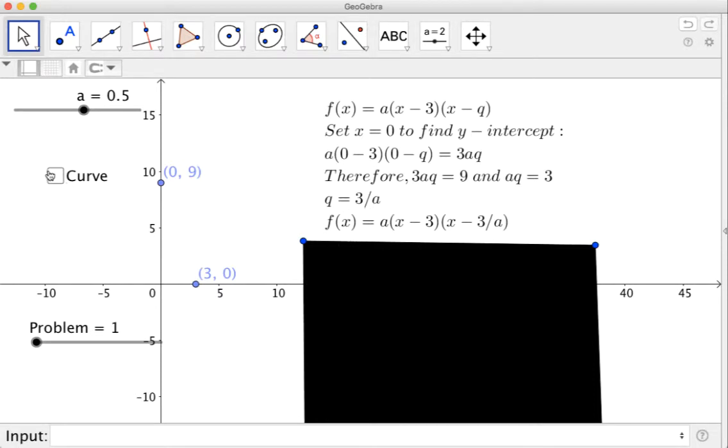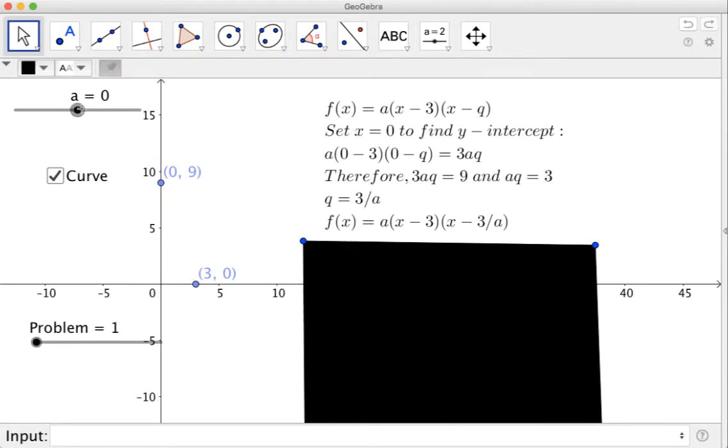So what we see now is that when we look at our curve, as we change a, our curve always continues to pass through that y-intercept and that x-intercept. And the reason is that we set up the equation to have this value, f of x equals a times (x minus 3) times (x minus 3 over a). Therefore, all we have to do is change the value of a, and we get all the possible quadratics, if we were to run through all the possible values of a, that have these two points. This is the y-intercept, and this is one of the x-intercepts.